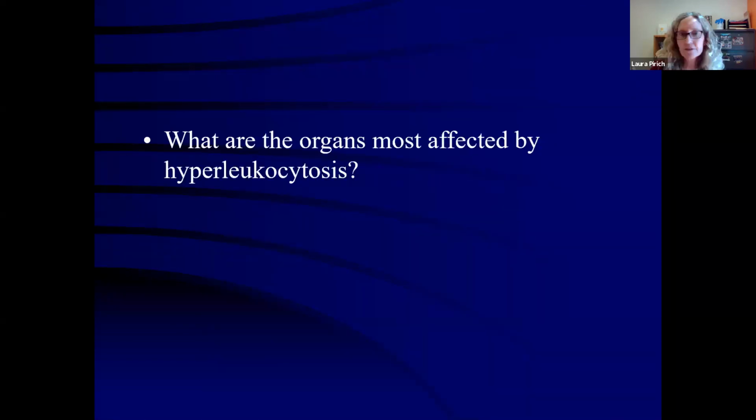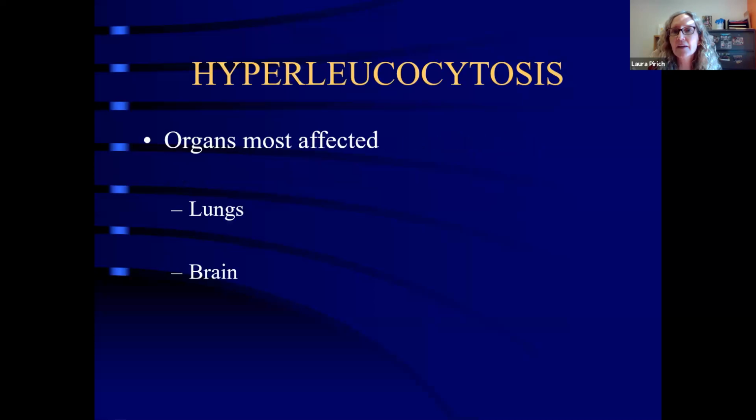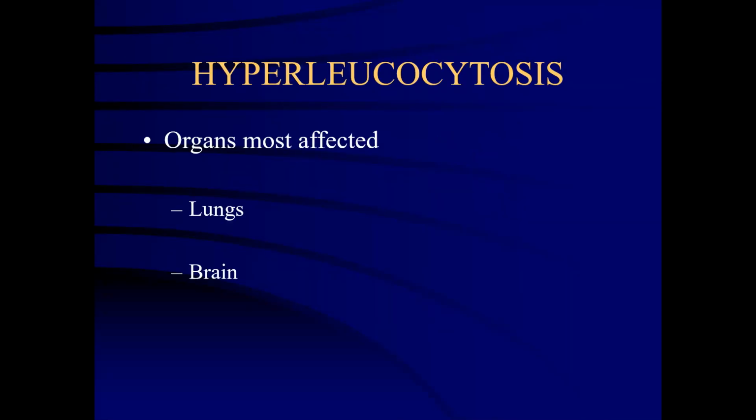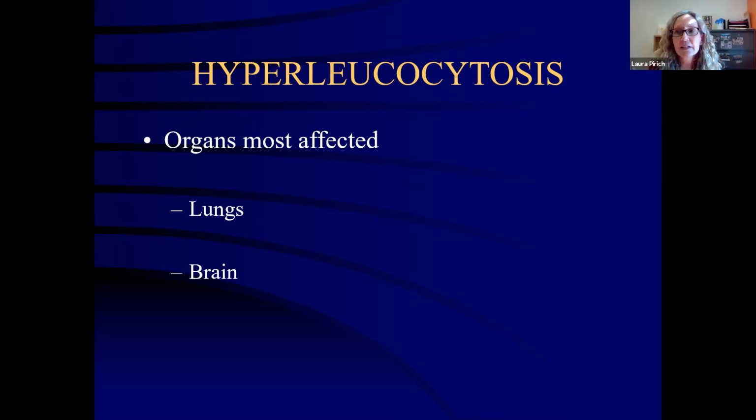What are the organs most affected by hyperleukocytosis? Spleen. No. The brain. The brain, yes. The brain is one and the lungs is the other, okay? Although remember that you can see tumor lysis with hyperleukocytosis, so certainly the kidney can be affected. The obstruction and viscosity issues mostly affect the lungs and the brain.